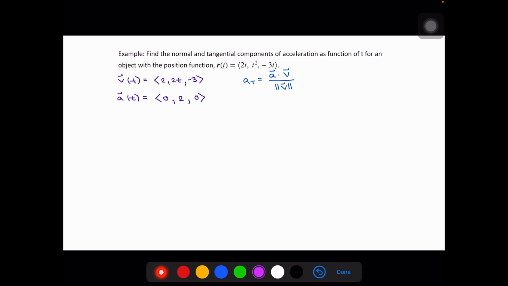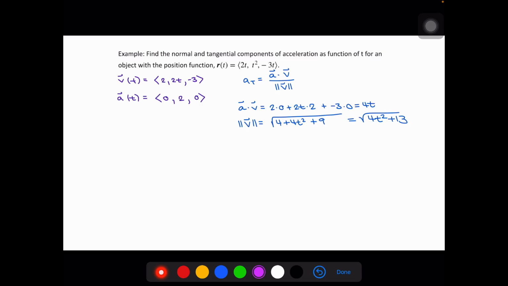I'm going to start by finding my tangential component of acceleration. And so to find that, I'm going to take a dot v divided by magnitude of v. So I'm going to go ahead and start by finding the dot product of a and v. And so I got, let's see, 0 times 2 plus 2 times 2t plus 0 times negative 3. So my dot product is just 4t.